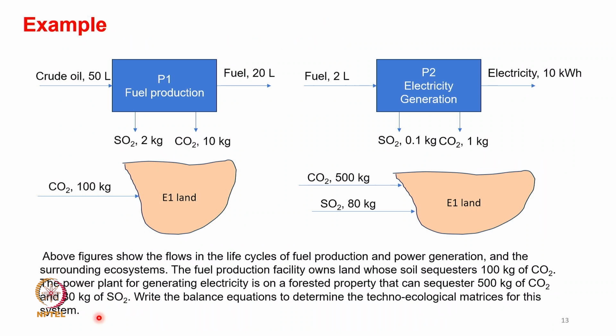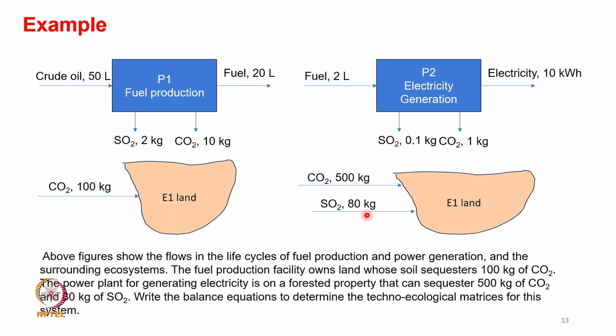So let's now try to solve a problem in this direction. So look at this particular case. We have four figures of fuel production, electricity generation, and of course the associated ecosystems in line with that. What we see here is the life cycle of fuel production and power generation and the surrounding ecosystem. The fuel production facility owns the land whose soil sequesters 100 kilogram of CO2. The electricity generation facility also has a land that sequesters 500 kilogram of CO2 and 80 kilogram of SO2.